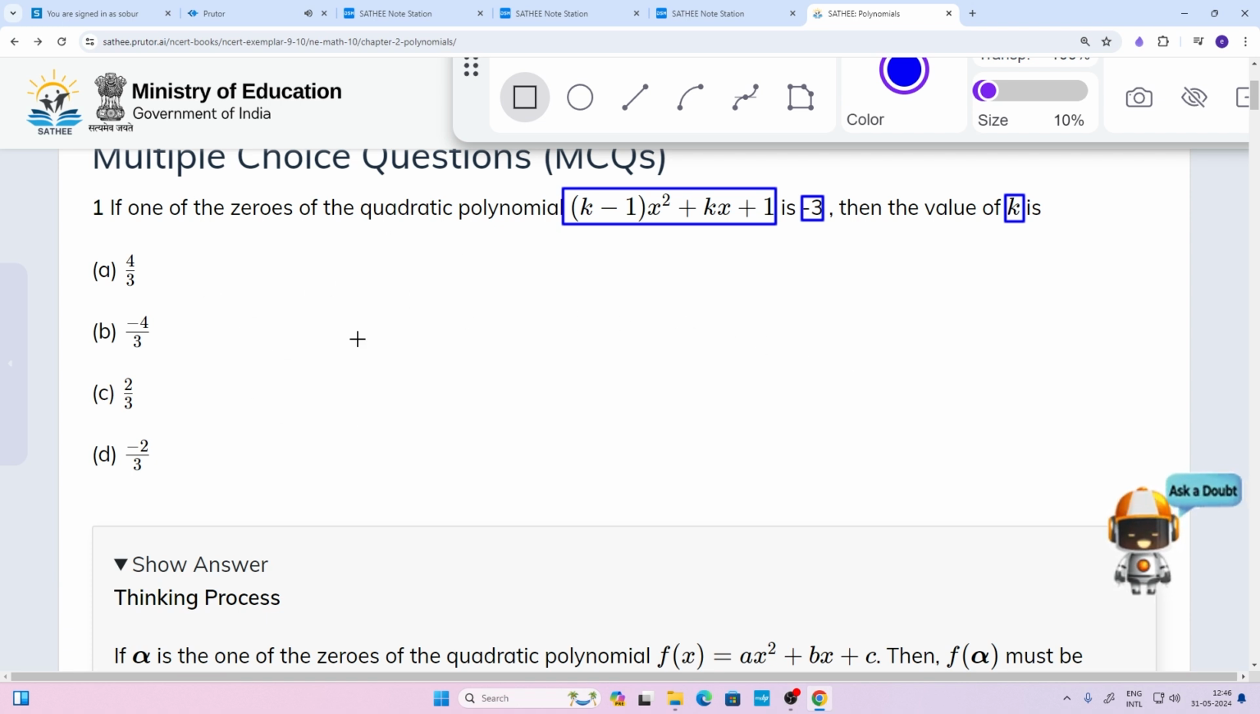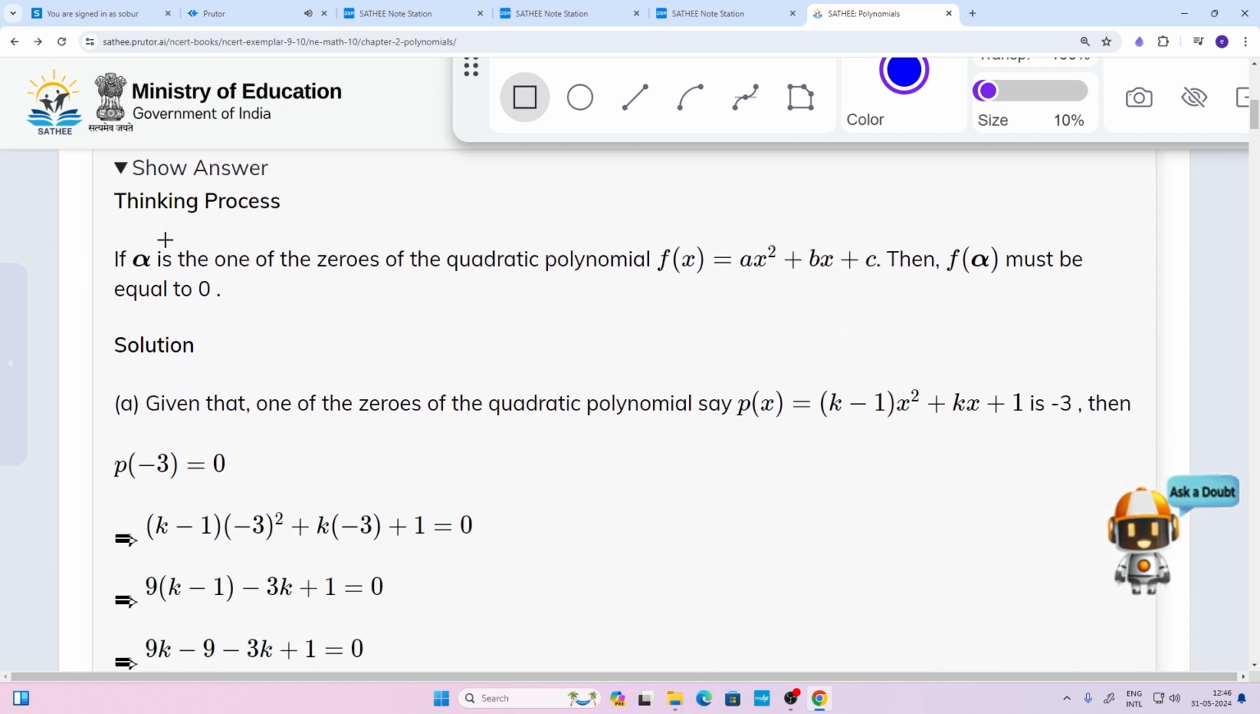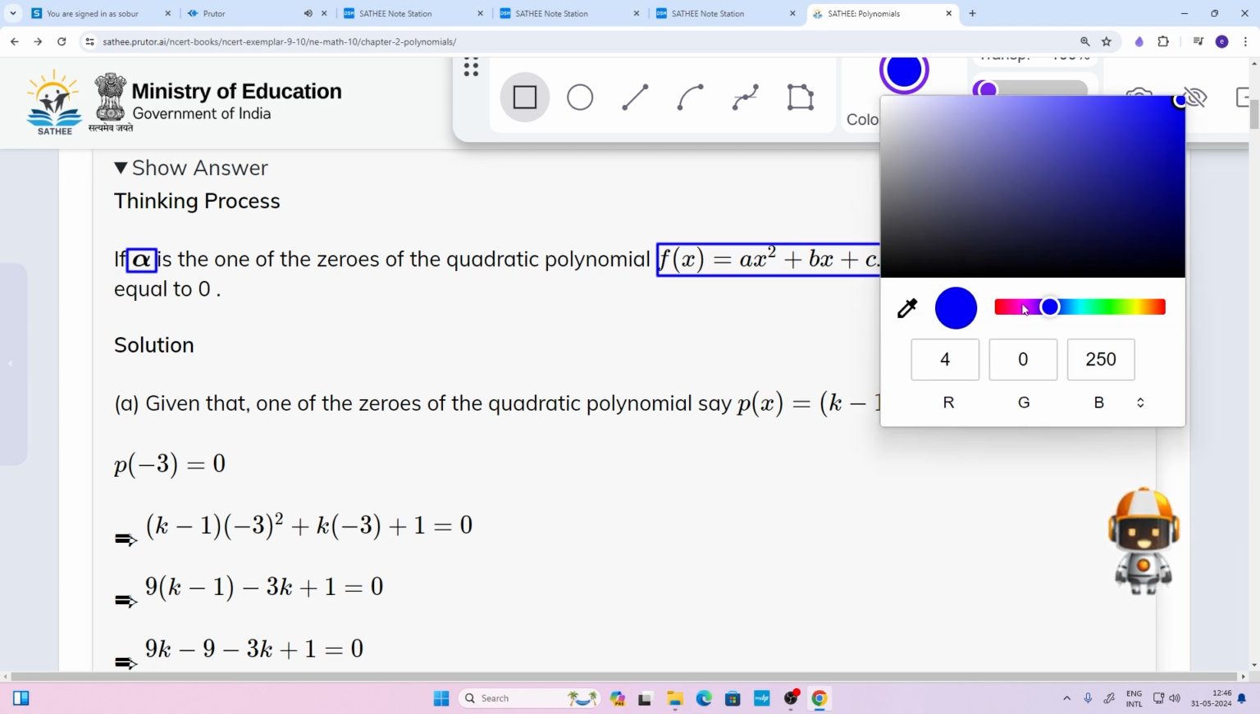Here we have been given these 4 options. Among these 4 options, we need to see in which option the value of k is given. So let us solve this problem. We know that if alpha is one of the zeros of the quadratic polynomial f of x equal to ax square plus bx plus c, then f of alpha must be equal to 0.